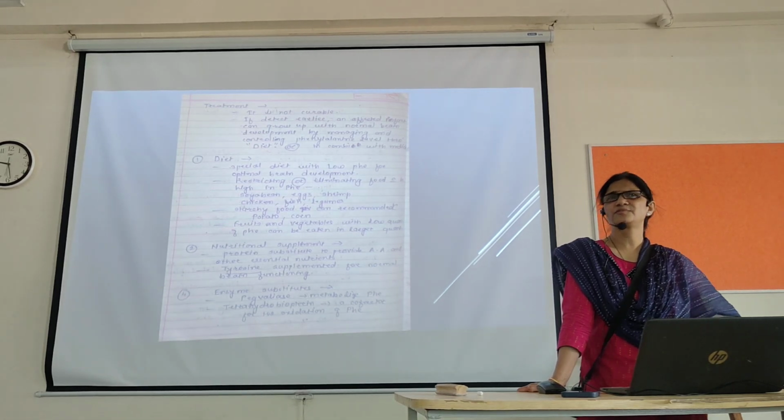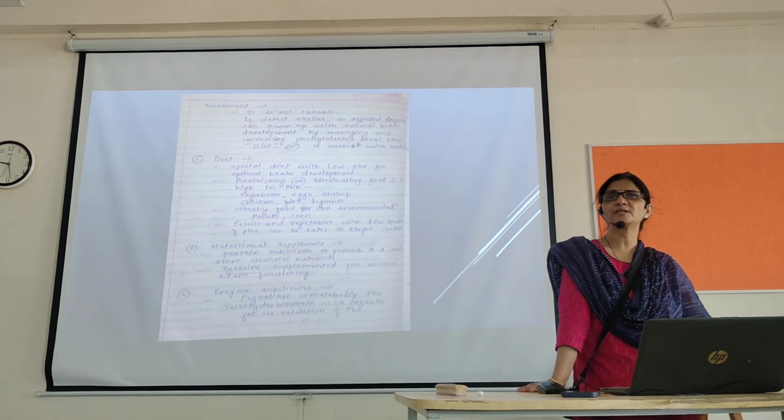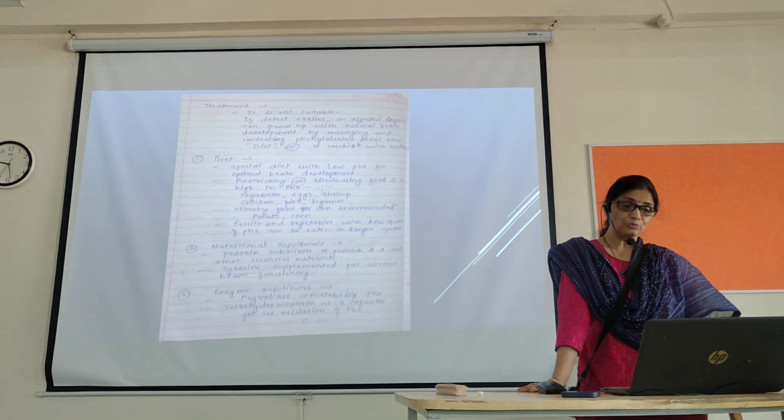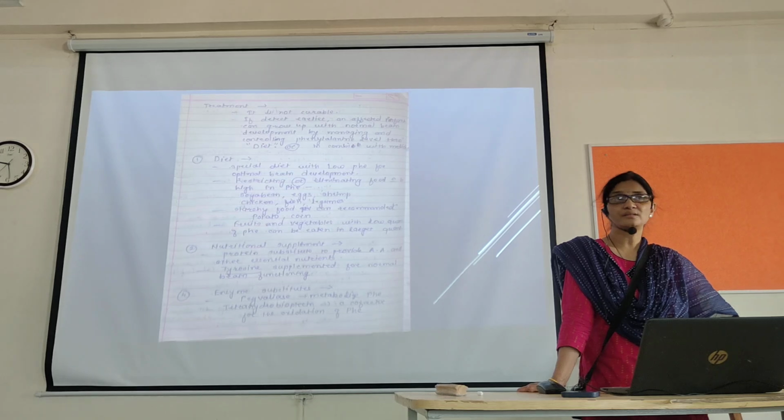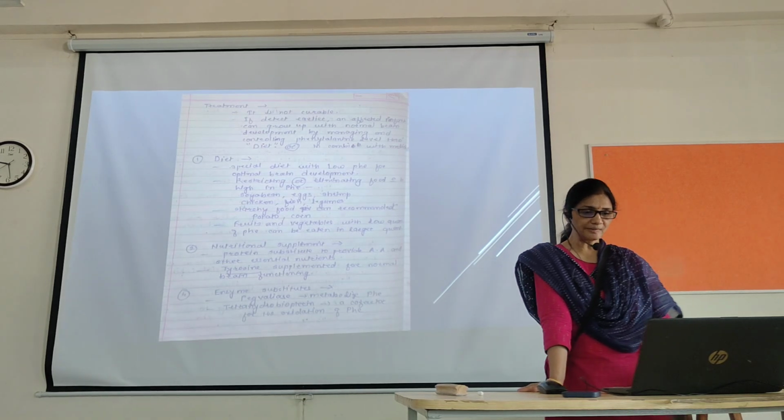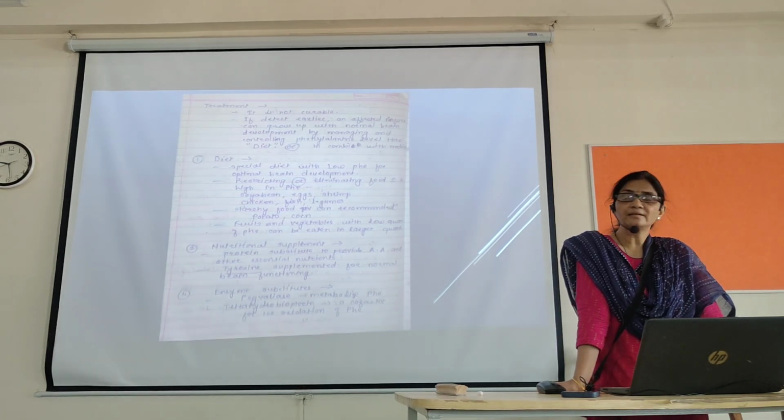Shrimp is a type of fish, and from it you also get most of the proteins. Then chicken is there, fish and legumes.